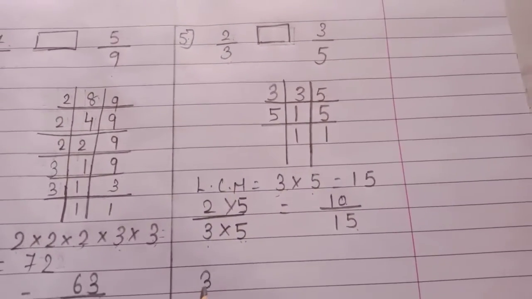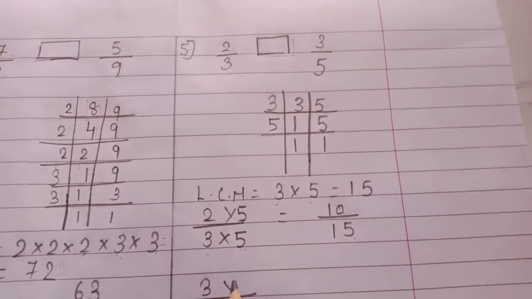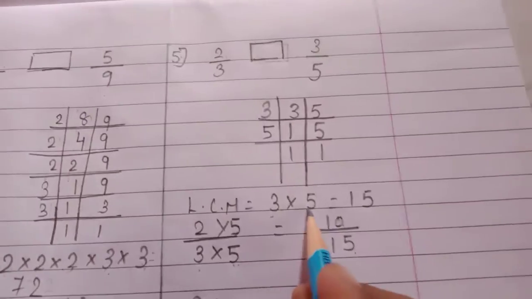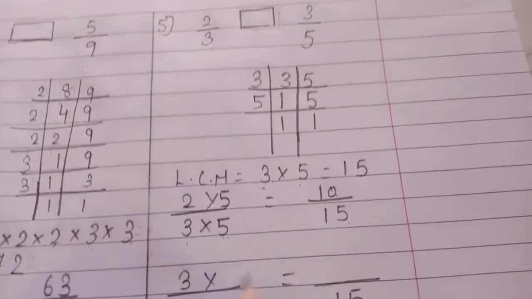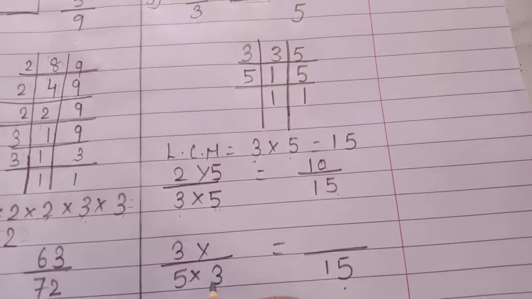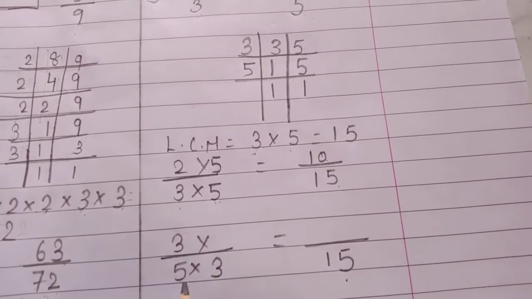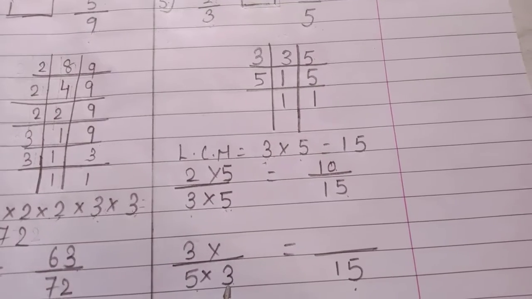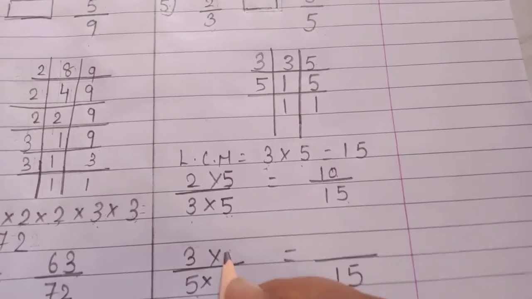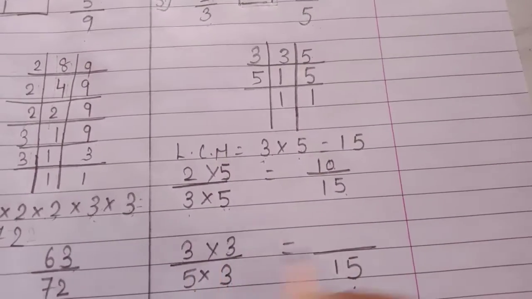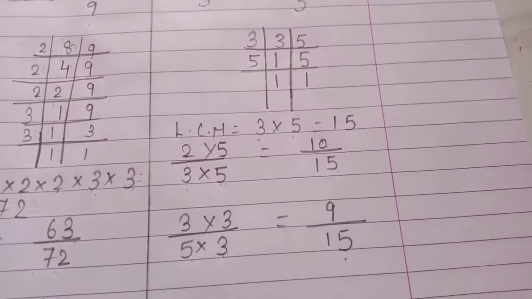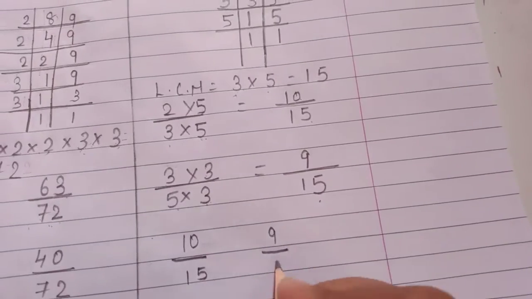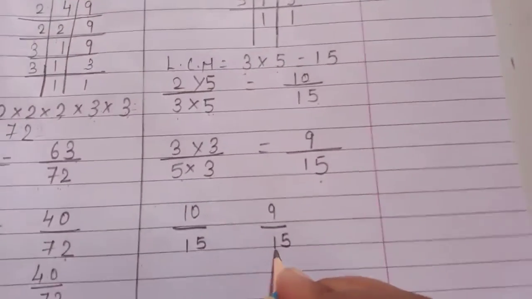Now the second fraction is 3 upon 5. So here also in the denominator we want 15. Here 5 is there. Now which number is left? 3. So here we will multiply with 3 to get denominator 15. 5 3s are 15. So in the denominator we multiplied with 3, so in the numerator also we will multiply with 3. Now 3 3s are 9. 9 upon 15. Now 10 upon 15 and 9 upon 15. So both the denominators are same.